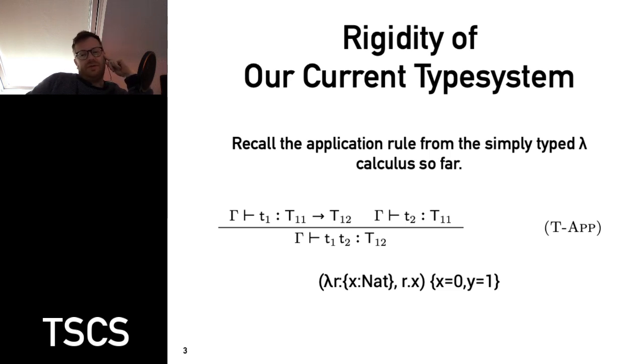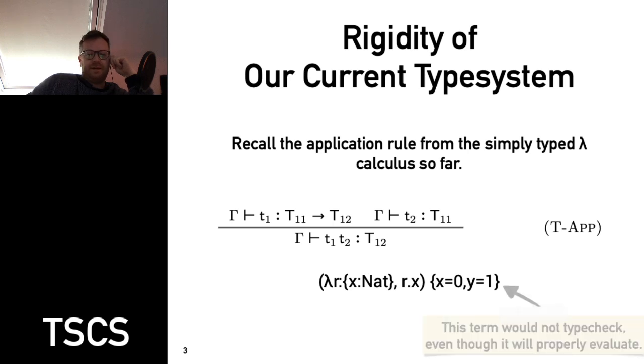Because the type of the formal parameter does not match the type of the actual parameter. So this r is not directly what you have on the right type-wise. So this term would not type check, even though it will properly evaluate. So this is a little bit conservative. And this is the case because the types do not match.